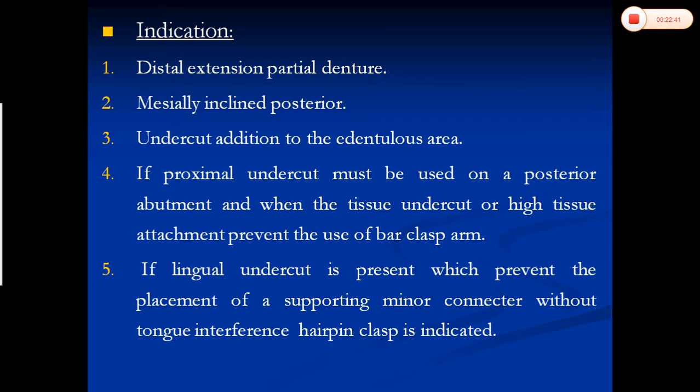Usually, in Kennedy's class 1 and class 2 distal extension partial dentures, we prefer a bar clasp. In some areas where a bar clasp cannot be given because of high tissue attachment or tissue undercut, we have to give this hairpin clasp. Also, if a lingual undercut is present, which prevents the placement of a supporting minor connector without tongue interference, the hairpin clasp is indicated. If there is a lingual side undercut and we cannot give a minor connector because of tongue interference, we give the hairpin clasp.